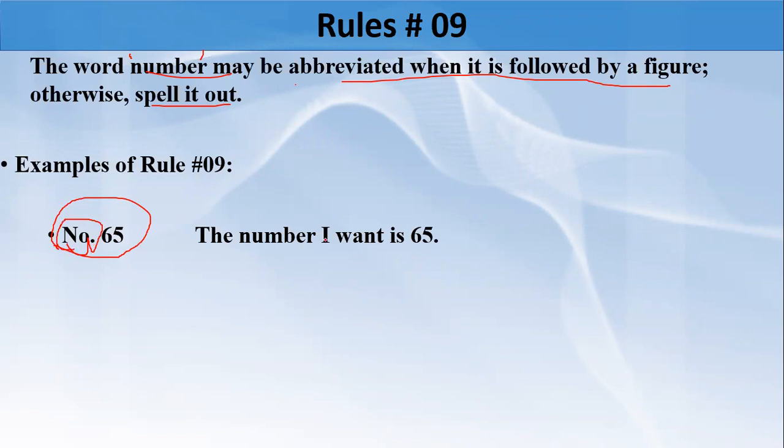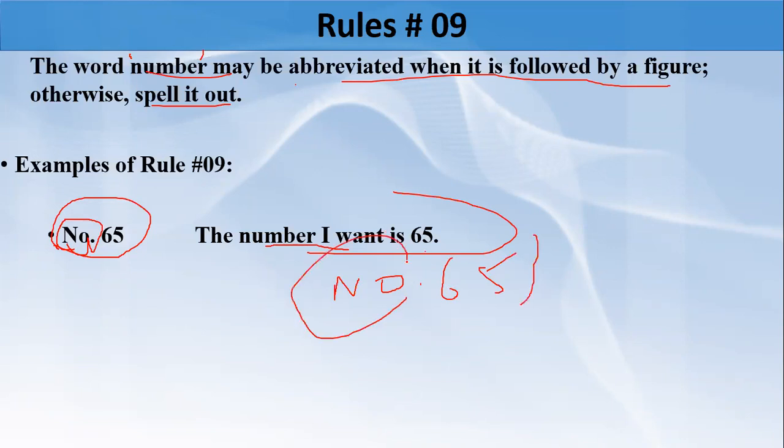But if, like, the number one, the number I want is 65. Okay, now look at this. The number I want, if I say I want table number 65. Now in this case, the word number, it follows a figure, it follows a number, then I may write the short form, followed by a dot. Like I may go for the abbreviated form.